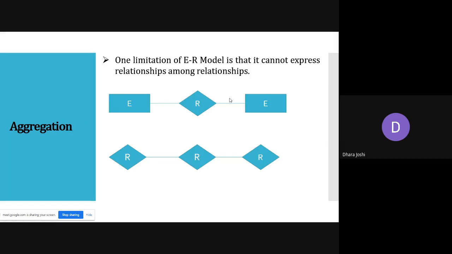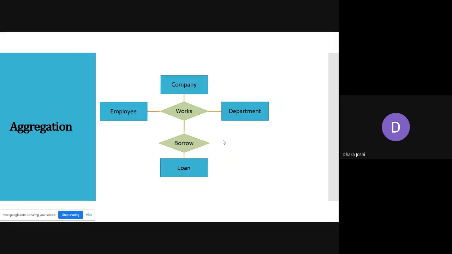But can you say whether this is right or wrong: a relationship connected with a relationship? No, it is not correct. The limitation of the ER model is that it cannot express a relationship between relationships, so it is not possible in an ER diagram. Suppose this is the example. Here we are just focusing on the upper part. Do not focus on the lower one, we will see it later.